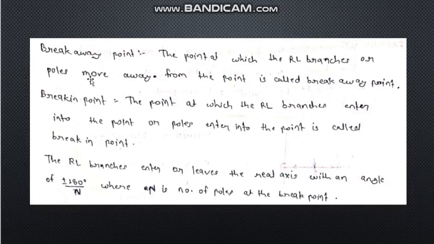I have told you breakpoints are of two types. Breakaway point: the point at which the root locus branches or poles move away from that point is called breakaway point. And break-in point: at which two root locus branches enter into the point or poles enter into the point is called break-in point. Okay, the root locus branches enter or leave the real axis with an angle of plus minus 180 degree divided by n, where n is the number of poles at that breakpoint. So this is a trick.